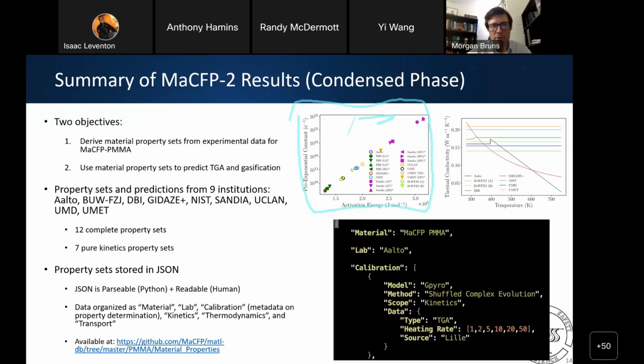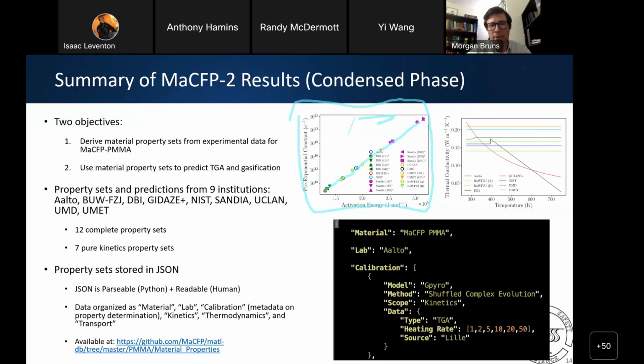One nice thing I want to mention is that we already know that this data has been used. Rich Lyon just sent a paper out that he analyzed the MaCFP PMMA data in a paper where he was talking about this nice kinetic compensation effect. So it's good to see that this data is getting used.